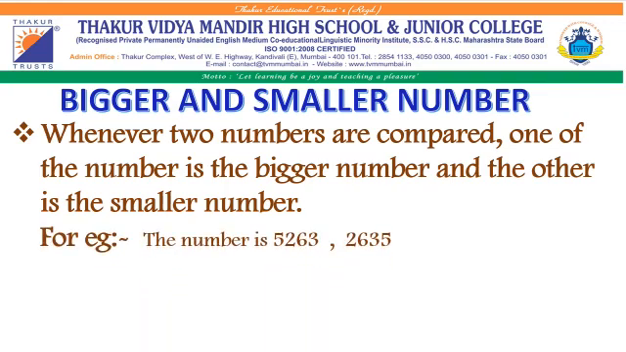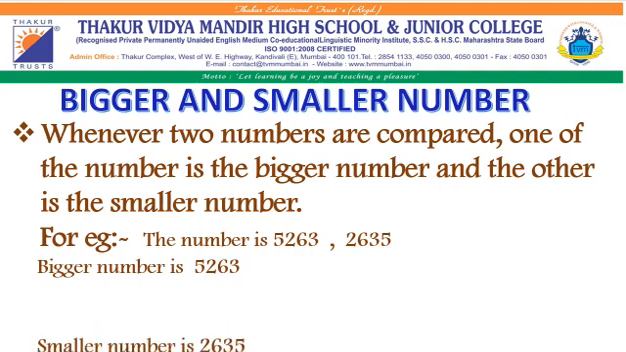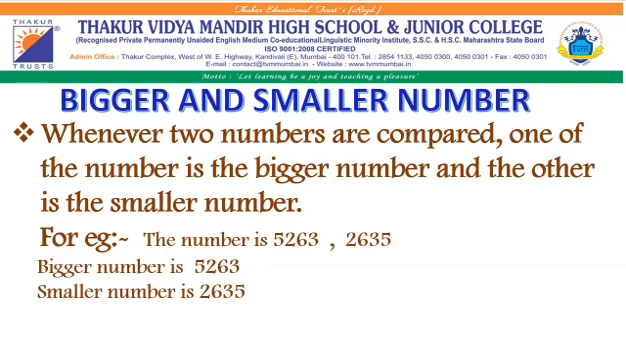The number given here is 5263 and the other number is 2635. Out of these numbers, one is the bigger number and the other is the smaller number. Now let's see which is the bigger number. The bigger number is 5263 and the smaller number is 2635. Let's see a few more examples in the next slide.